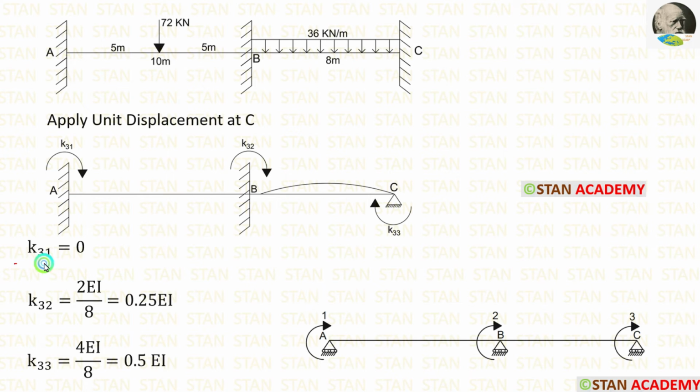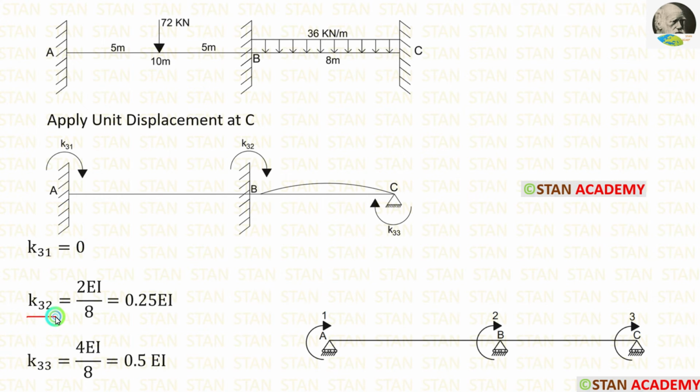To calculate K31, from the point A, we have to look on both the sides. On the left side there is nothing. On the right side there is no slope curve. In this case, there will be no stiffness value. So K31 is equal to 0.